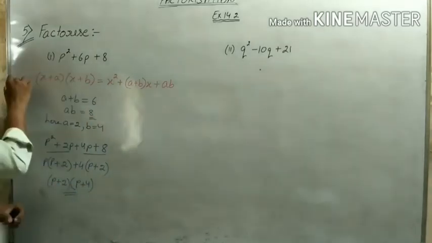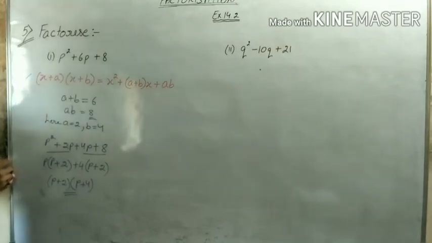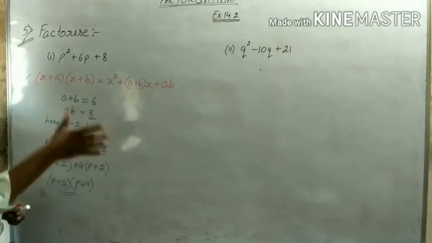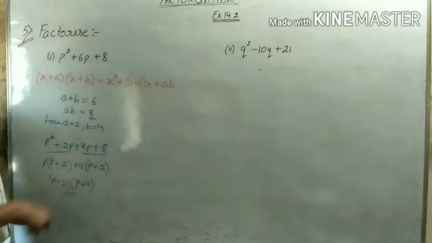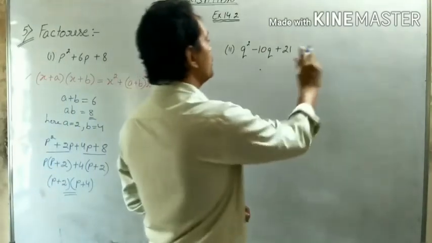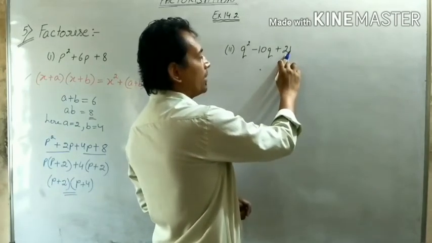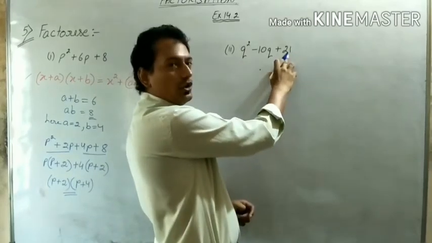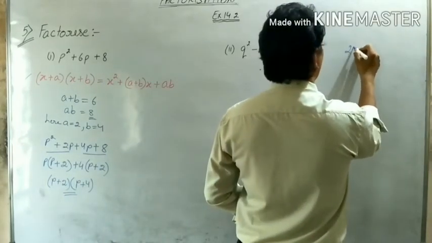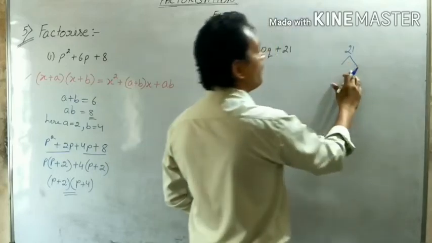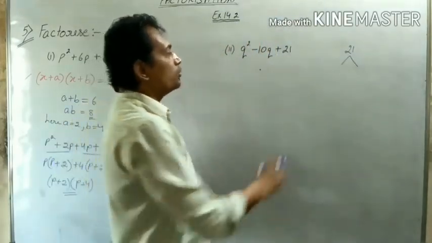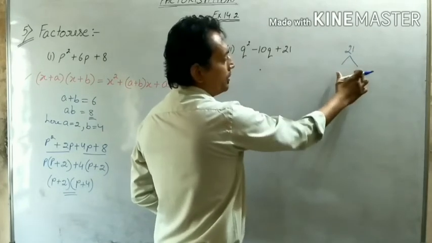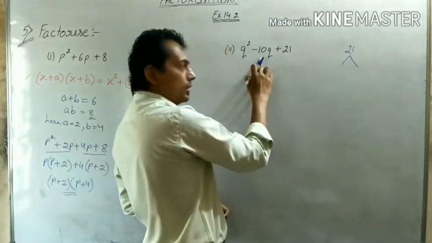Actually we have used this identity, students. Otherwise we can also solve it by a method called splitting the middle term. So let's try the splitting the middle term method in this expression. You see student, the last term, which is not having any kind of variables, so it is a constant term. So let's write it, 21. We need to find such factors of 21 which when multiplied will give you 21, and addition or subtraction of those factors will give you the middle term.